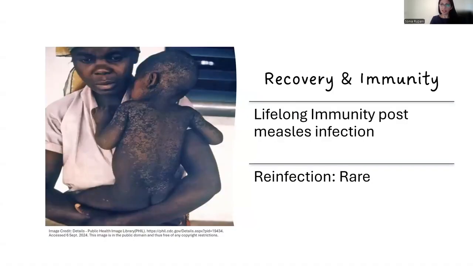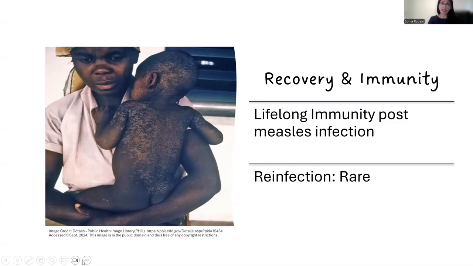Then comes the final phase, recovery and immunity. Once a person has been infected, they develop lifelong immunity after the infection. It's very, very rare to have a reinfection. I was looking at different cases in the literature, and those that I was able to find were in the severely immunocompromised. But in general, after natural measles infection, there's natural immunity, and that immunity is lifelong.